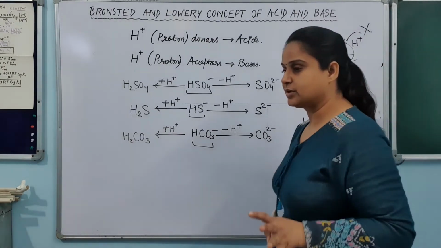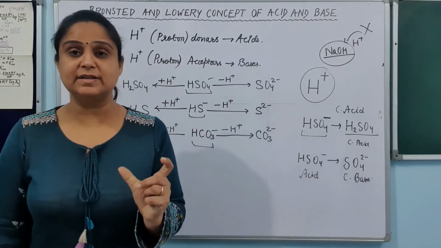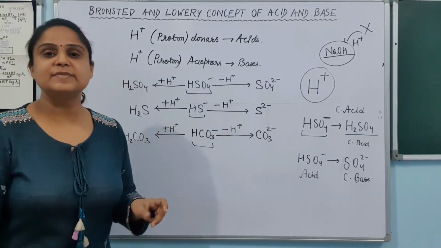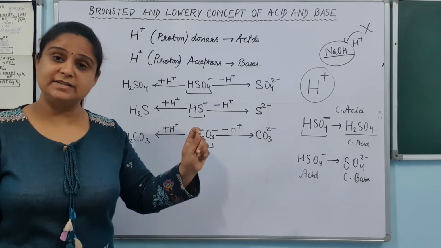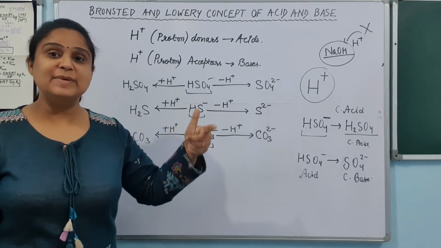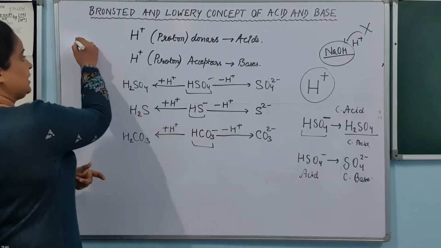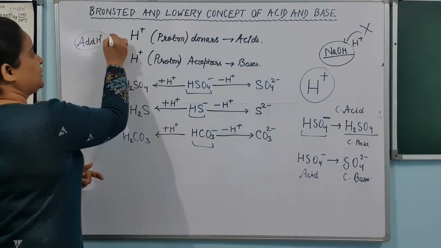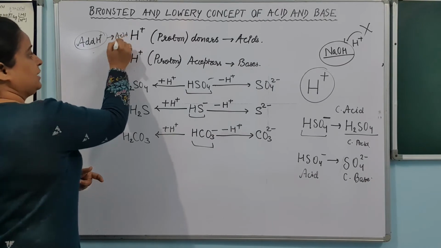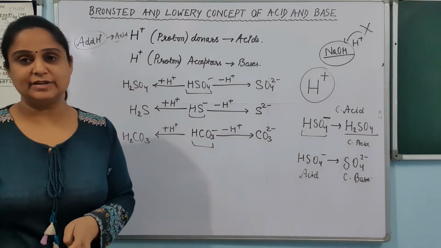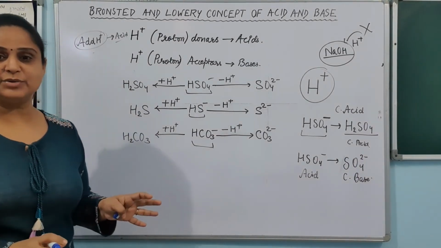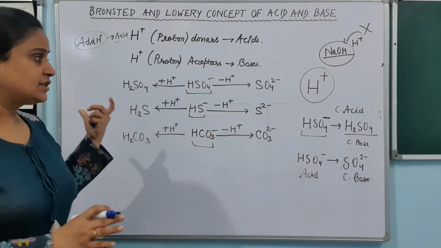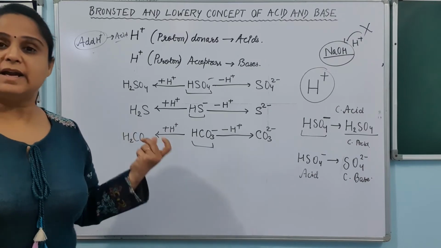So you don't bother about anything else, you just concentrate on whatever species is given to you. Whatever is given, concentrate on that species and then add H plus to it. If you want an acid, add H plus, you can learn it in this way only: add H plus if you want to make it an acid and remove H plus if you want to convert it into a base. I hope it is clear to you. It's very simple to understand that we can now easily identify which is a conjugate base and acid pair.